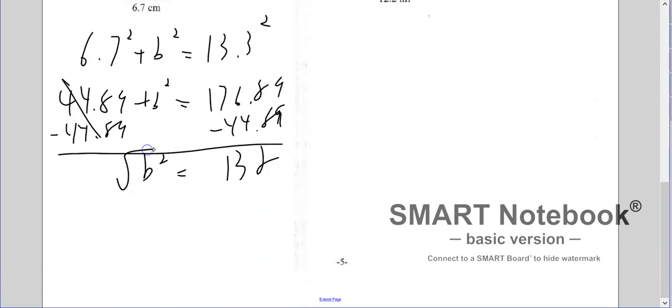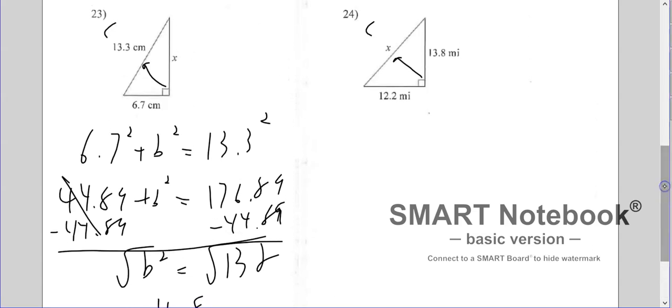And now we're going to square root both sides. So the square root of 132 is 11.48. This 8, again, is going to round that up to 11.5. So this leg here is 11.5. And again, that makes sense because it's less than the hypotenuse, the longest side.